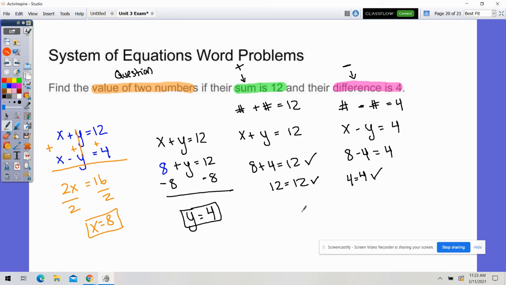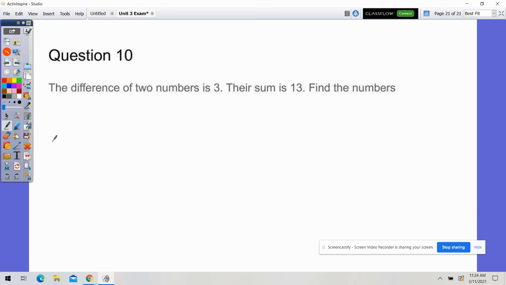Okay, so you're going to do a question very similar to this one. The difference of two numbers is 3. Their sum is 13. Find the numbers. And this is the last question of the test.